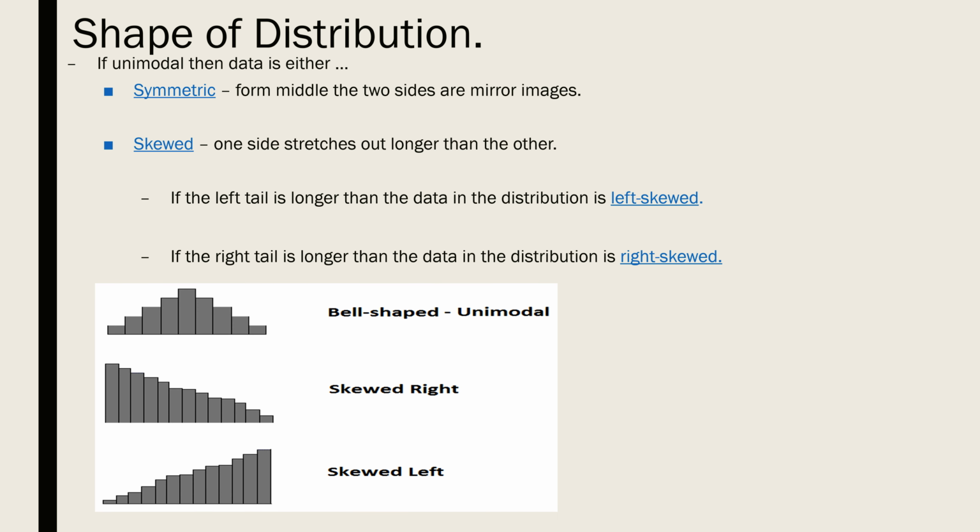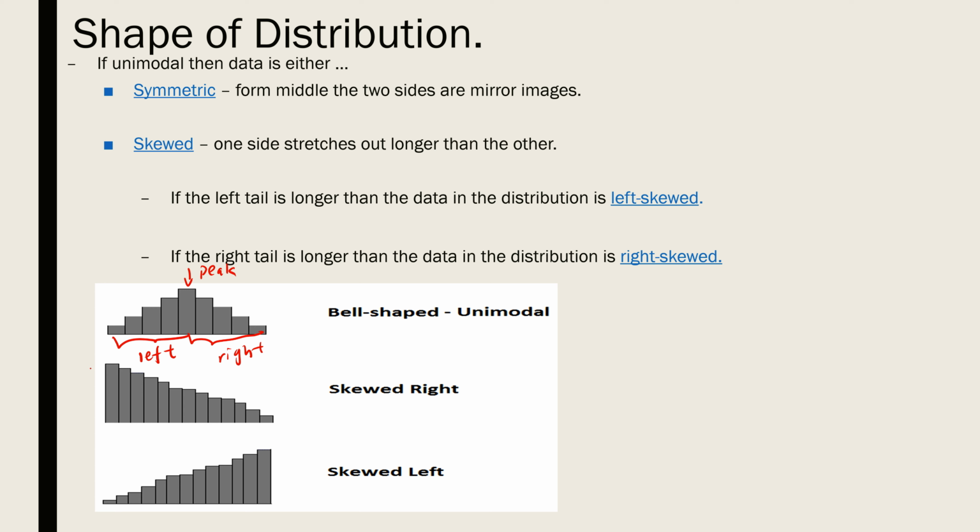If the shape of distribution is unimodal, then the data is either symmetric or skewed. Here is how you can determine whether it is symmetric or skewed. The first step is to find the peak. Second, you want to compare the length of the right tail and the left tail. If the right tail equals the left tail, and the distribution from the middle to the 2 sides are mirror images, then we say the shape of distribution is symmetric.